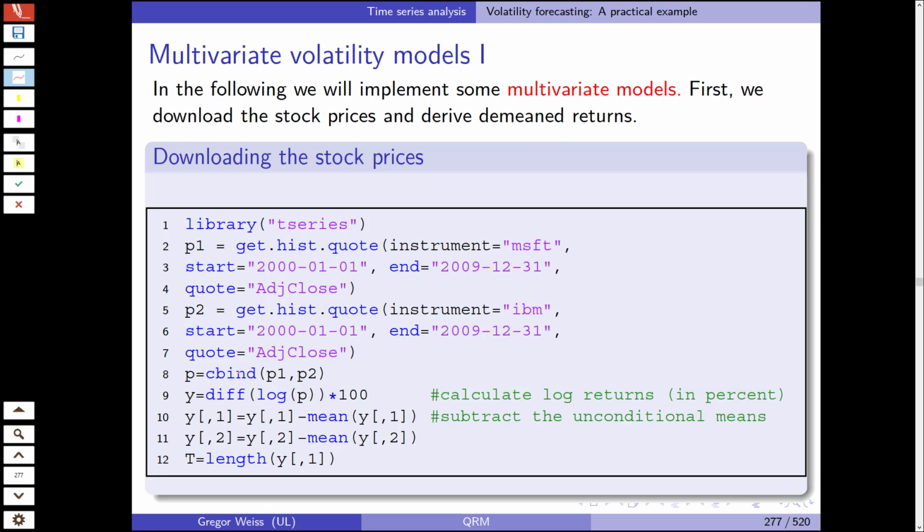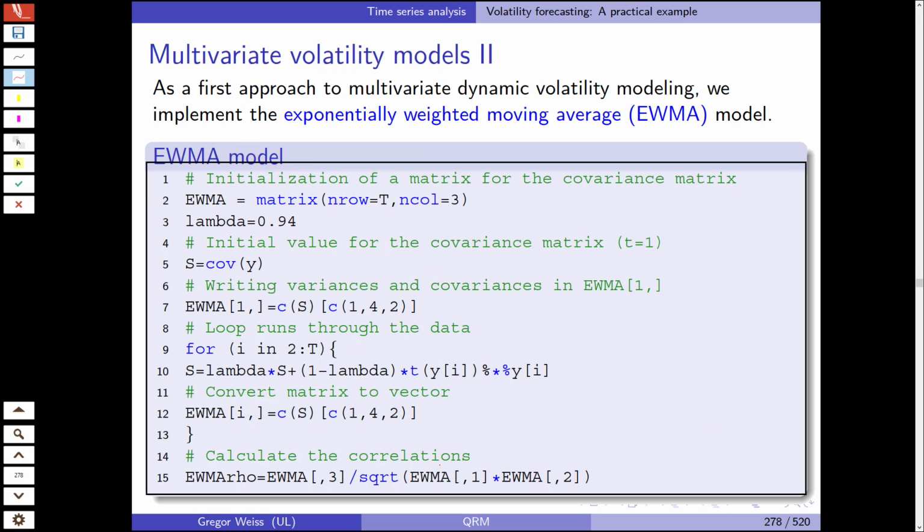We bind those price vectors together to a matrix. We calculate the log returns and we calculate the unconditional means to get demeaned series 1 and 2, and we extract the length of the vector. We then move forward with an exponentially weighted moving average model. We initialize the model. EWMA is a matrix. We set lambda equal to 0.94. We calculate the initial value for the covariance matrix by taking the unconditional covariance of the demeaned time series.